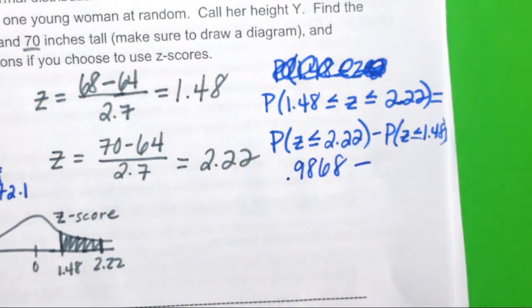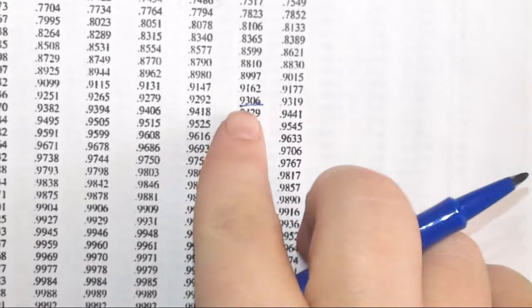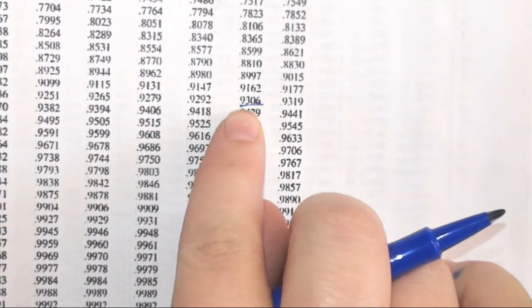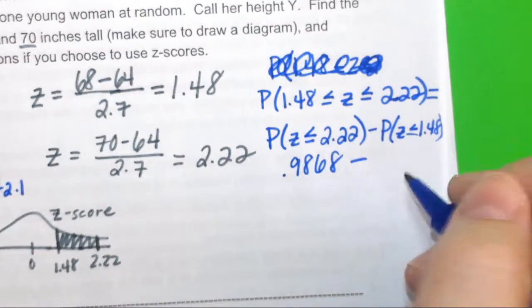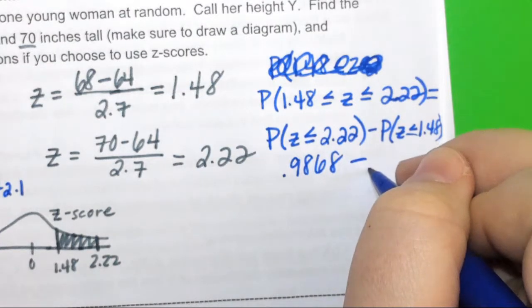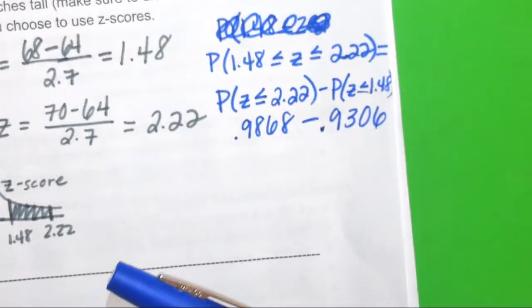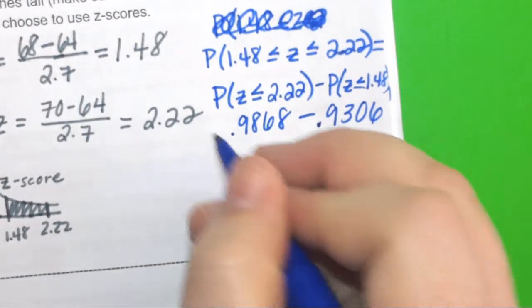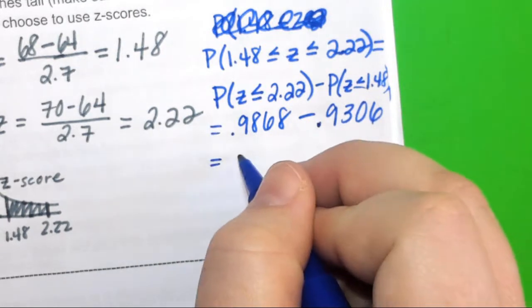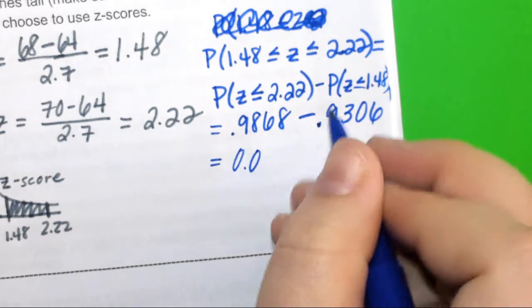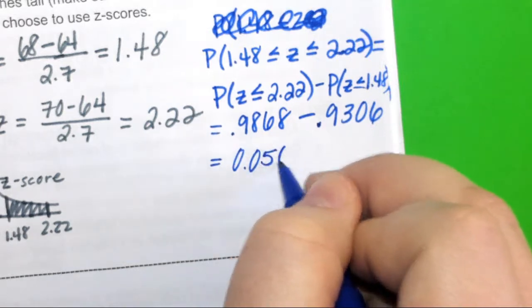And if I look at 1.48, where are you, 1.48 on my Z table? 1.48. I know I forgot yesterday, Kenzie, don't let me forget today. And it's 0.9306. So I'm going to do 0.9868 minus 0.9306. Again, I got both those numbers from that Z table. And if I type that in my calculator, I get 0.0562.